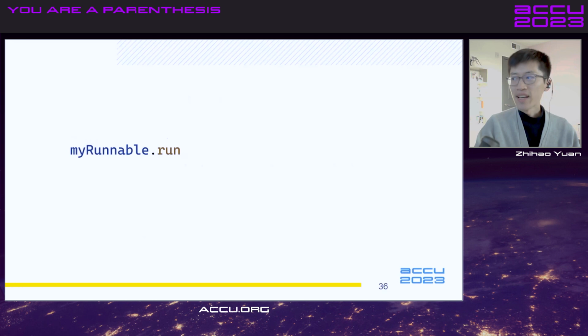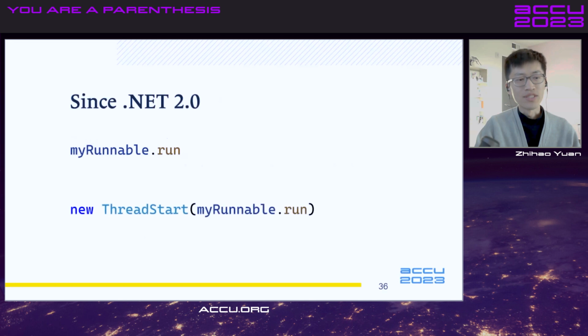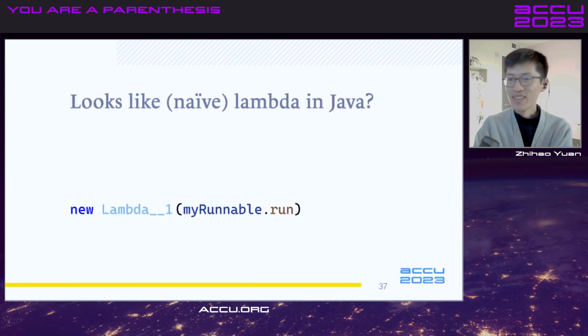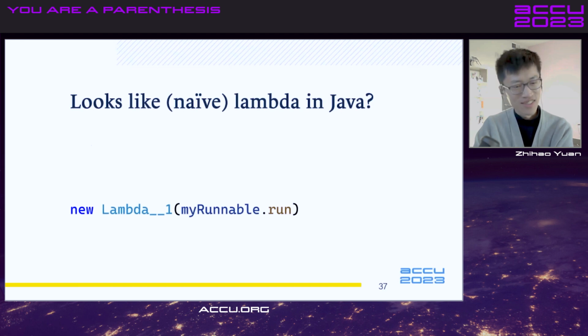So although this syntax is very intuitive, it wasn't there before .NET 2.0. Before .NET 2.0, you needed to create an object of that type out of a bound method syntax. If you see this code, you may start to think, wait, doesn't this look like our naive implementation of lambda in Java? And yes, delegate can be understood in the same way.